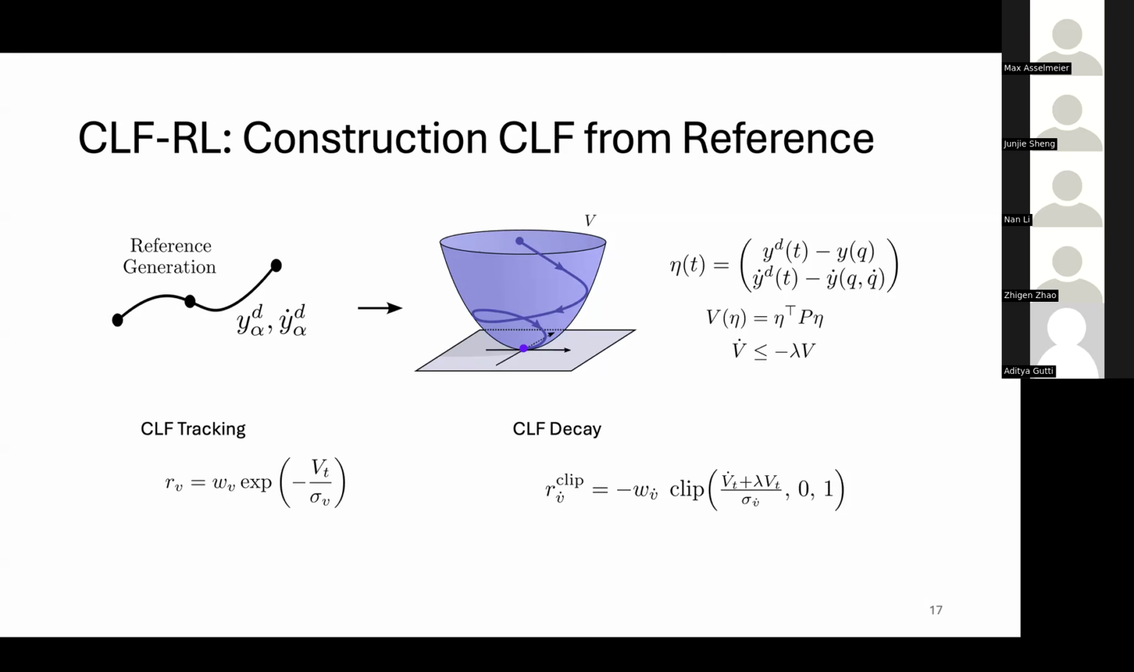About this CLF decay reward, I did understand what this term is doing. It's more like enforcing V to be a control Lyapunov function. This V dot is less than or equal to negative lambda V, as you see above it. This term is just enforcing that inequality is always true, because V should satisfy that to be a control Lyapunov function. Yes, exactly. To be converging to the origin, you need to satisfy this condition, and this reward tries to enforce that condition.